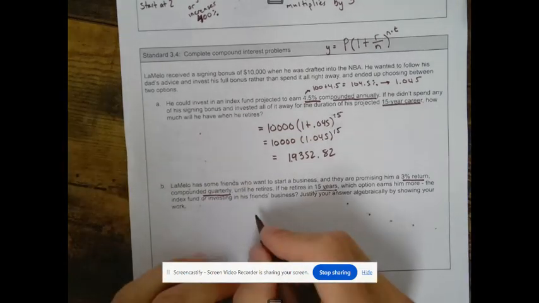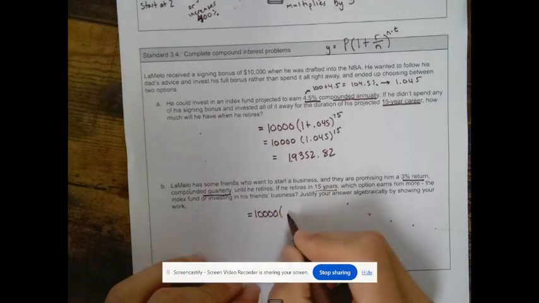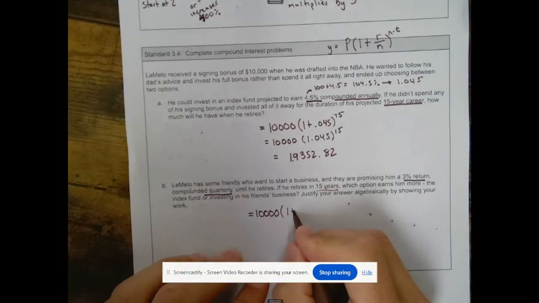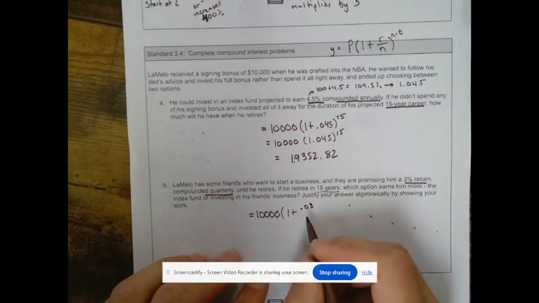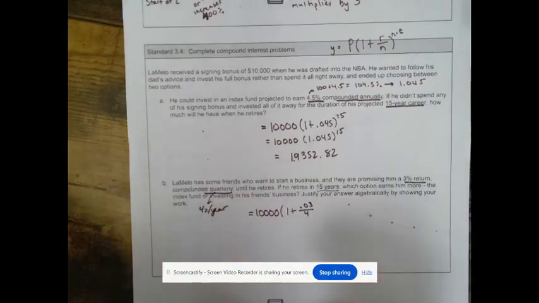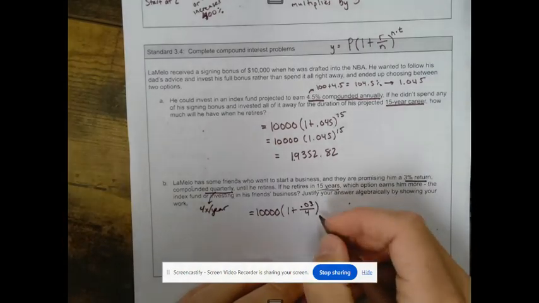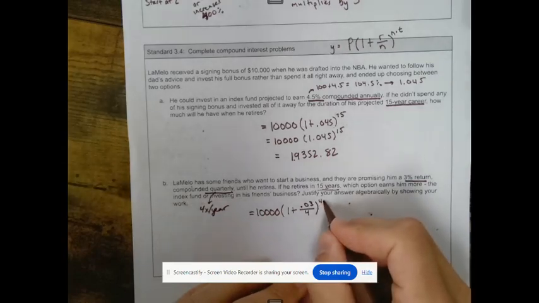So we're starting with the same $10,000. Now we're going to grow here. We're going to grow by how much? 3%, which works out to be 0.03, divided by 4. Why 4? Because quarterly is 4 times per year. It's compounded 4 times per year. And then our exponent is going to be 4 times a year times 15 years.